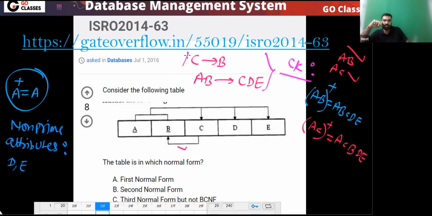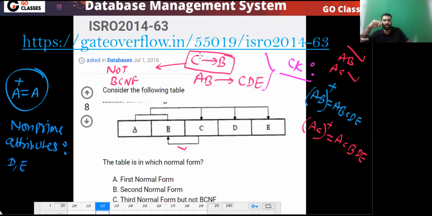Okay, now look at this. Here what is happening? C is determining B. You can clearly see it is not a super key, but this B is a prime attribute, right? So from this I can say it is not in BCNF, because the left side is not a super key, correct?